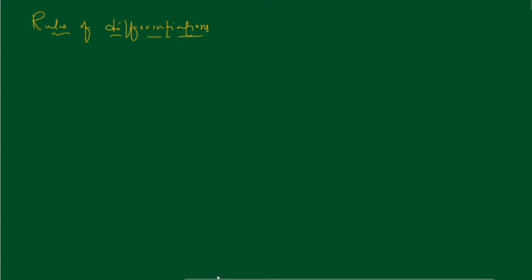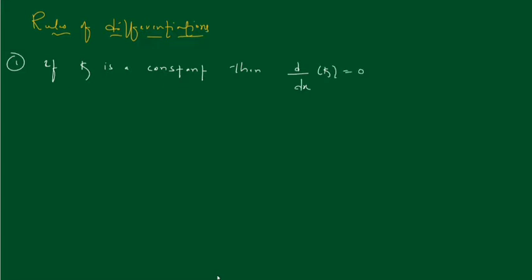So first, if k is constant, then d by dx of k is equal to 0.